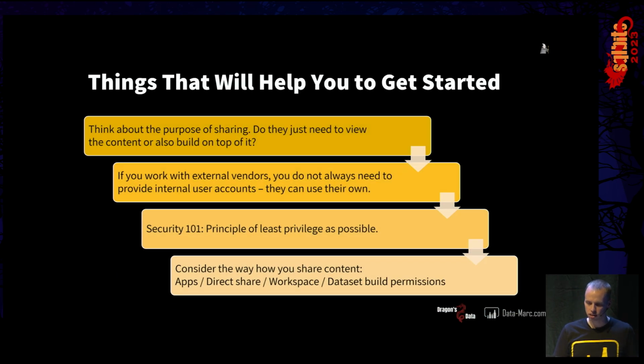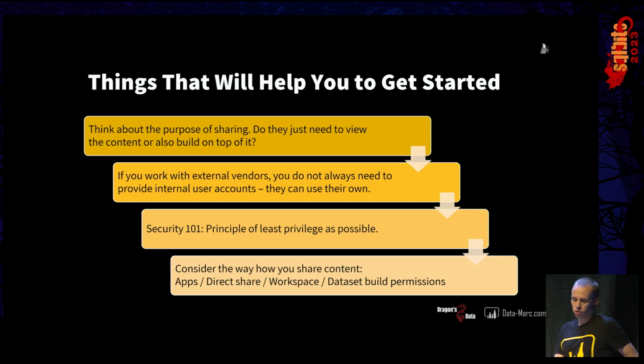There are a few things that you have to keep in mind that help you to get started. First, think about the purpose of sharing. Do they only need to view content or also collaborate with you and build new content on top? If they need to build new content on top, then think about the licensing, as we just explained. If you work with external vendors, you do not always need to provide that internal license. As we've seen, you can also work with your external license and publish to that same environment.